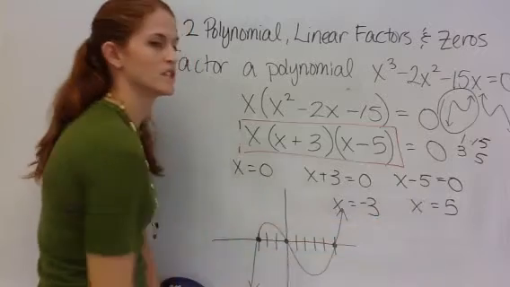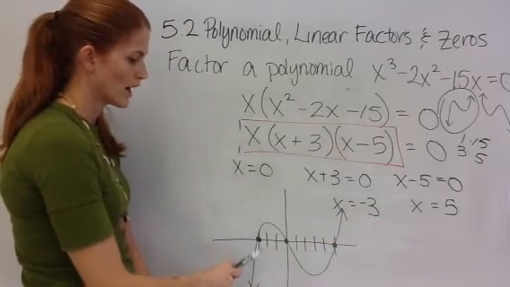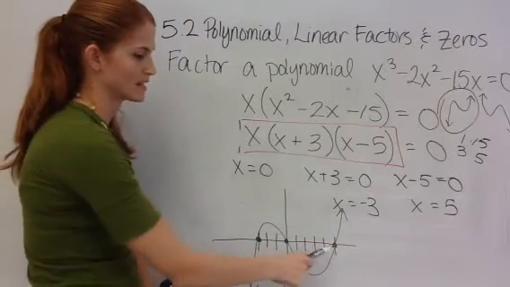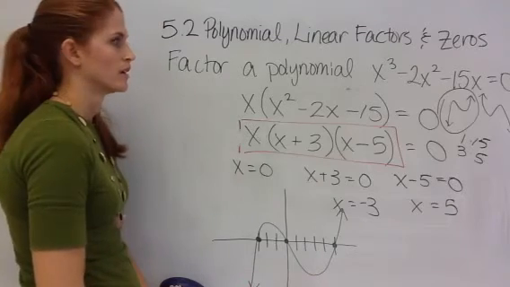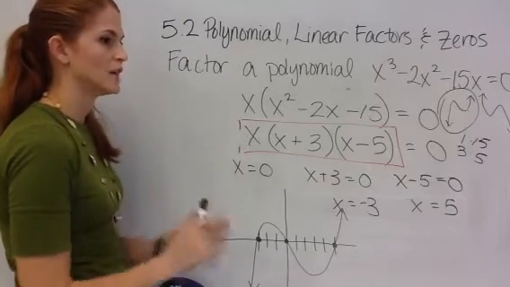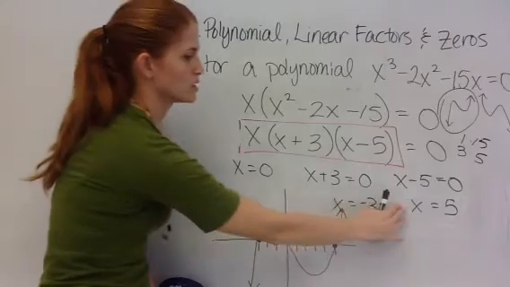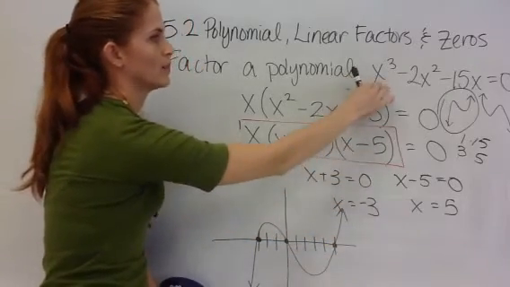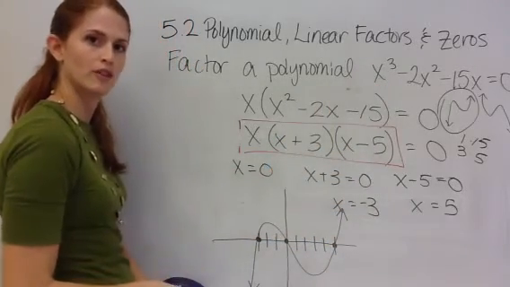These 3 points are zeros. It tells me where the graph crosses the x-axis. What we're going to do now is I'm going to give you the zeros. We're going to work backwards and come up with our original polynomial in standard form.